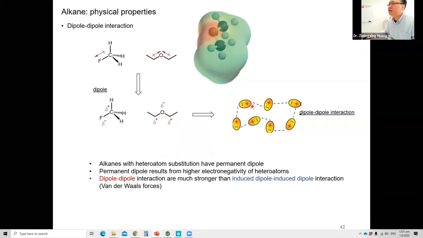And the positive part interacts with the negative part like magnets, right? And then you have a dipole-dipole interaction between these molecules. And as I said, dipole-dipole interactions are much stronger than the induced dipole-dipole, which is called van der Waals forces, okay? And those dipoles exist because these alkanes are substituted with electronegative atoms like fluorine or oxygen.